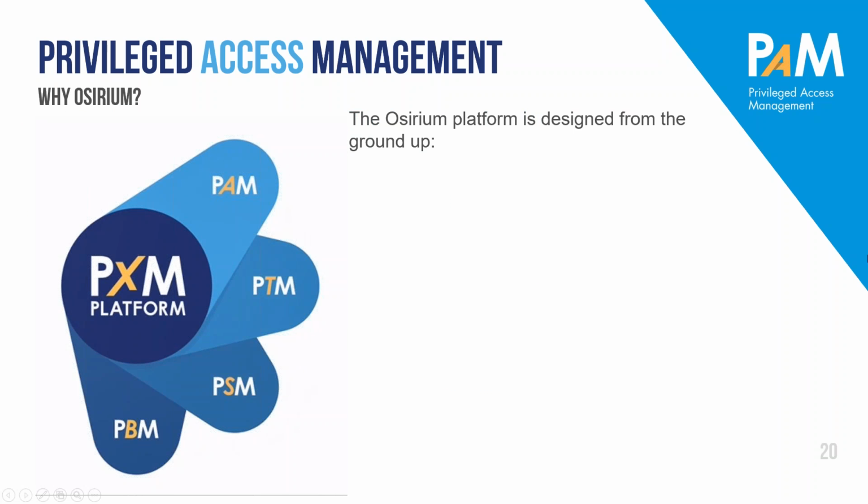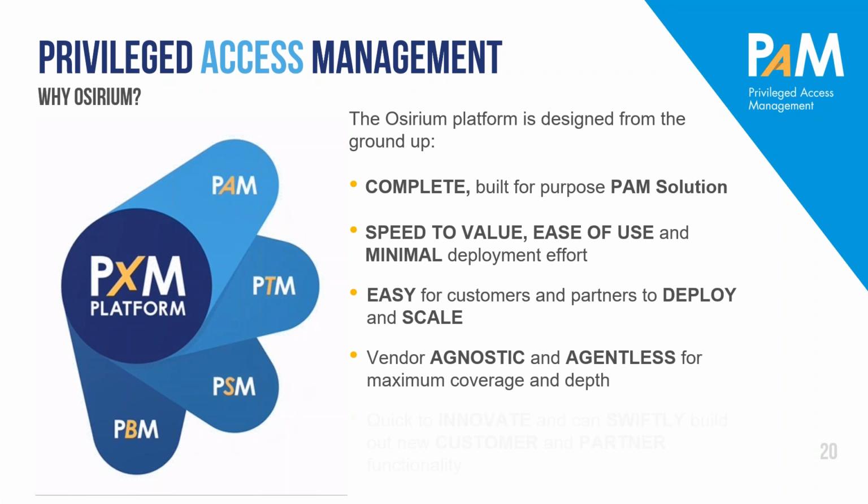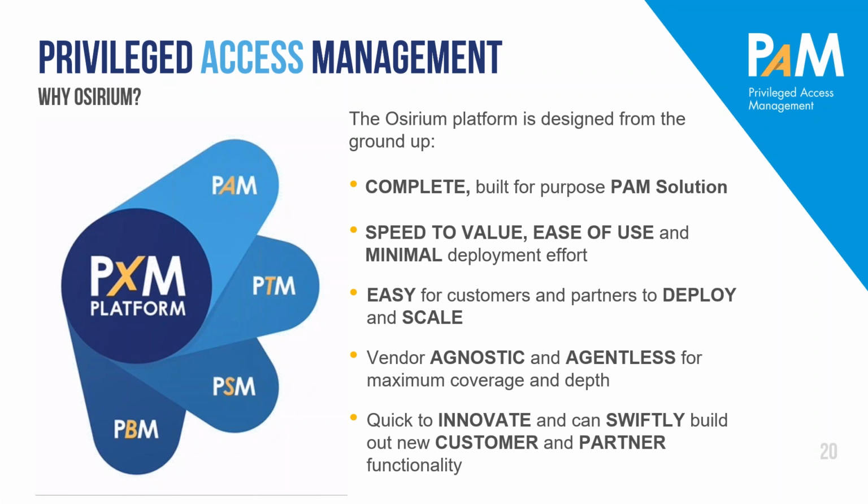Just to finish off, the Osirium platform, everything we've seen there is a single virtual appliance instance. It can be installed in Azure, in AWS, in Google Cloud, and on-premise. It's designed to be very quick to deploy, so most of our customers are up and running between 2 and 5 days. You don't have to install agents on any of your target servers, so it doesn't tie you in and it isn't overly onerous to install.